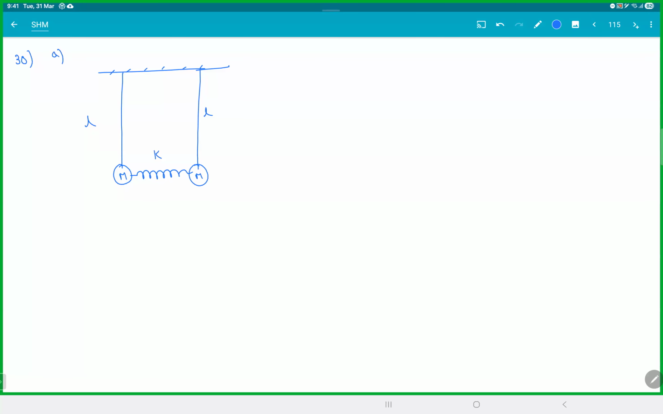So we have two pendulums here with a spring between them. Both the pendulums are pulled apart slightly, so they didn't stretch it too much, and released. Find the time period.